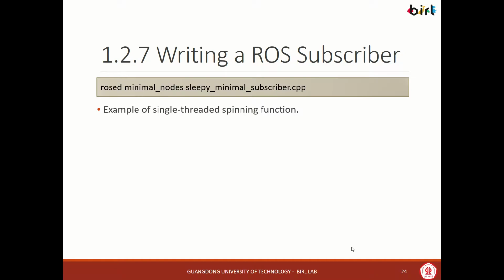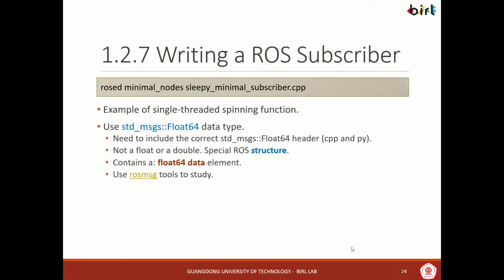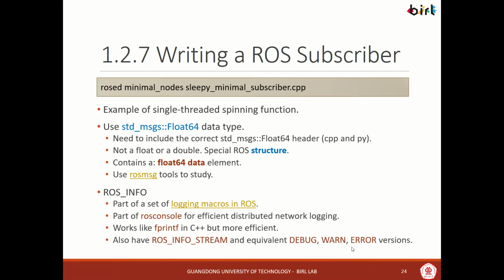So we've looked at this code. We see that we are using standard messages float 64. And ROS info is a set of logging macros in ROS. Click here for more details that will print to screen, and you'll see how this works in just a moment. Okay, ROS info is part of ROS console. It's a very efficient way of logging data in a distributed network. It works like fprintf in C++, but it's more efficient.